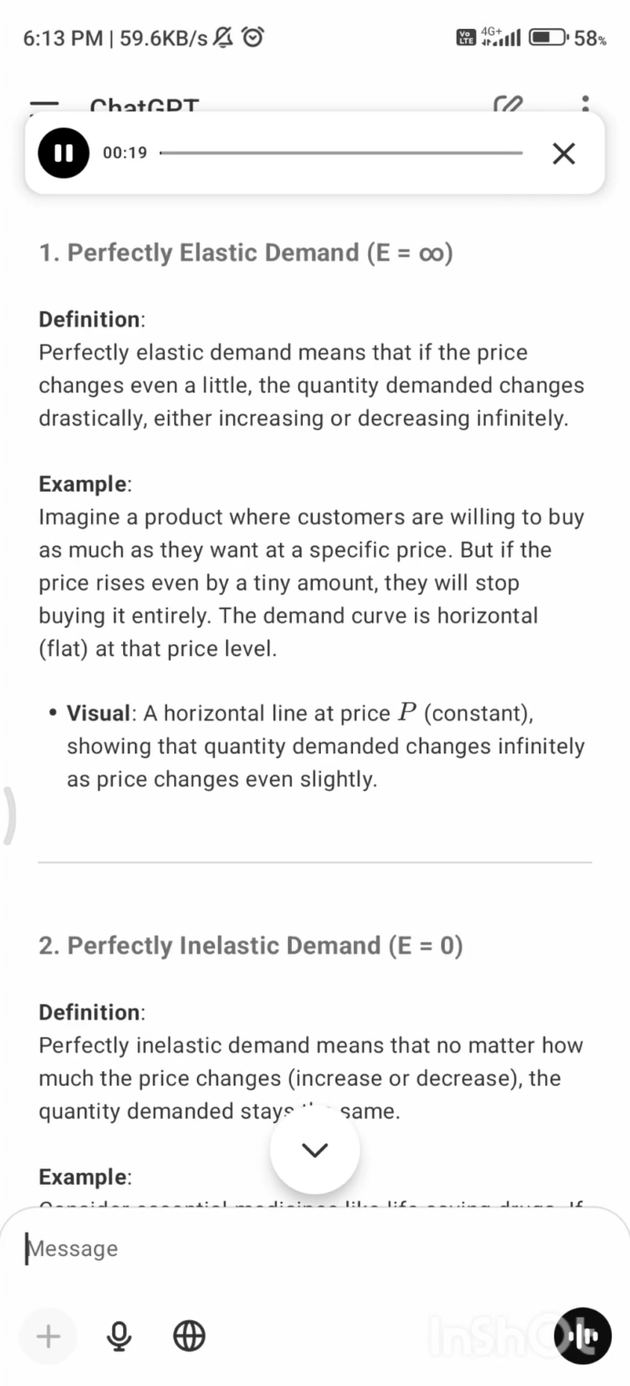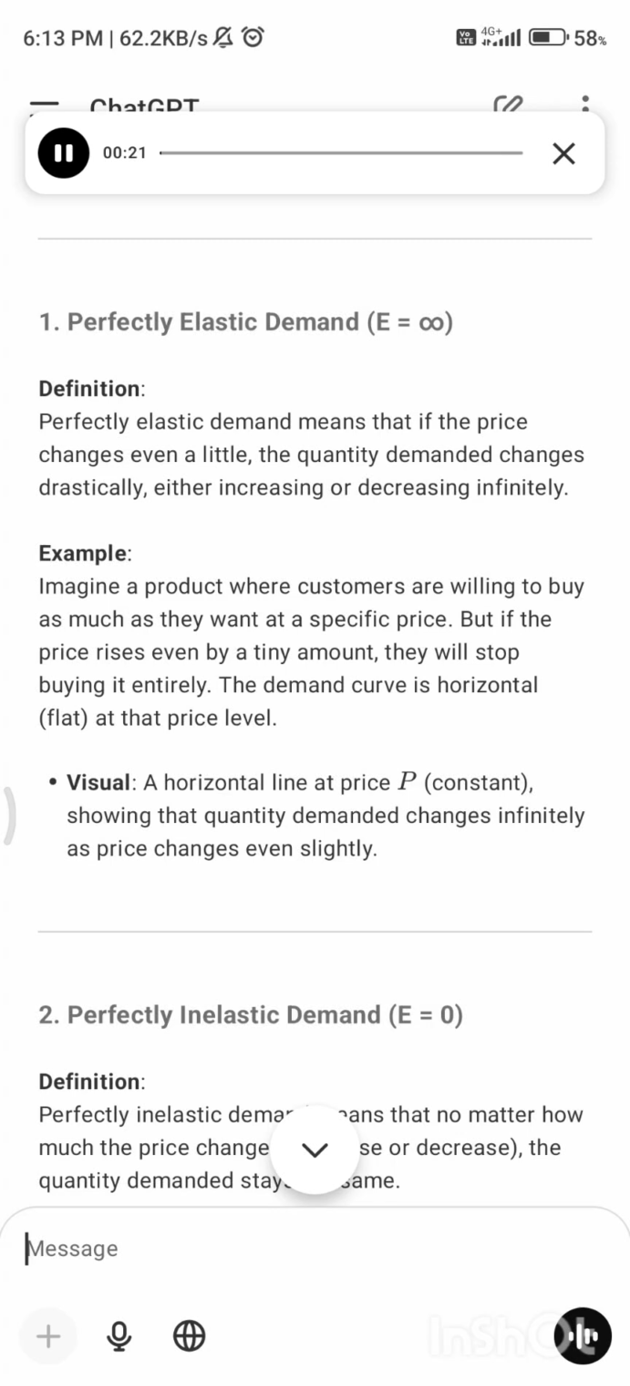1. Perfectly elastic demand, E equals infinity. Definition. Perfectly elastic demand means that if the price changes even a little, the quantity demanded changes drastically, either increasing or decreasing infinitely.